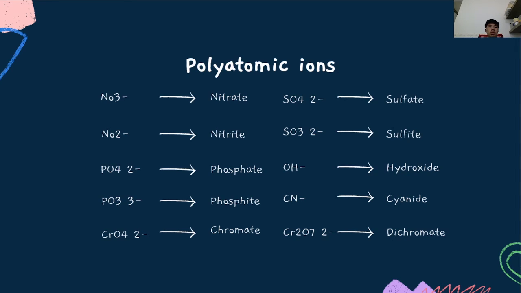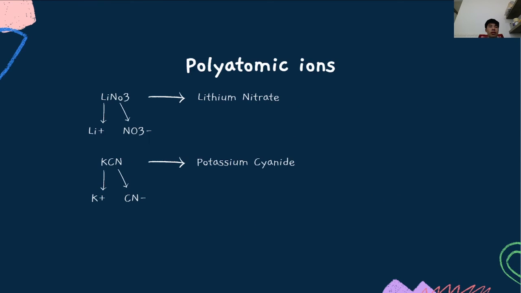OH- is called hydroxide. CN- is called cyanide. CrO4 2- is called chromate. Cr2O7 2- is known as dichromate. There are lots more than only these, but I think that is enough to know how to use the polyatomic ions to name them.